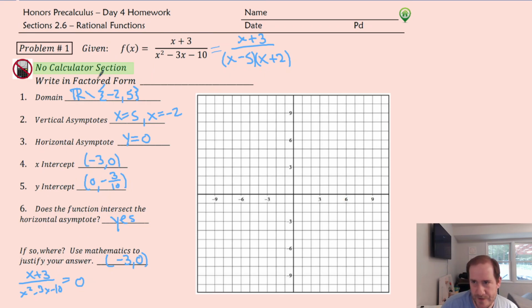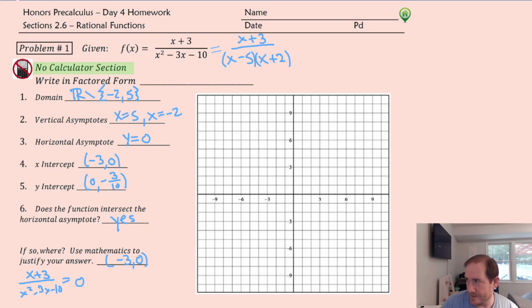Now the good thing about this method of taking the whole function and setting it equal to your horizontal asymptote is that it works whether the horizontal asymptote is at 0 or somewhere else, like when the degrees are the same and we're looking at the leading coefficients. If we had an asymptote at 4, we could set it equal to 4. If our asymptote was at negative 2, we could set it equal to negative 2.